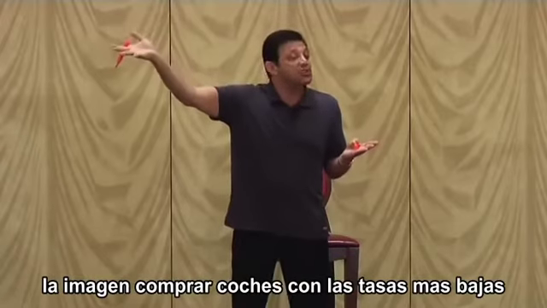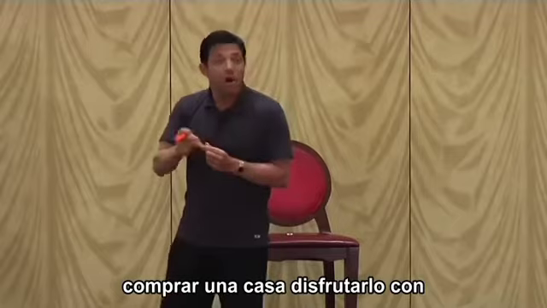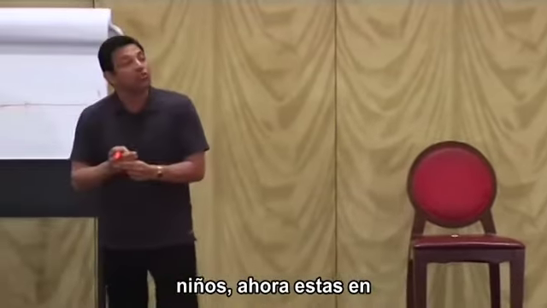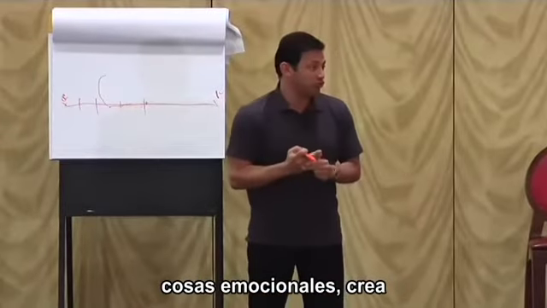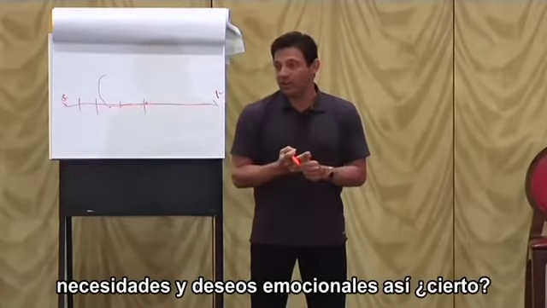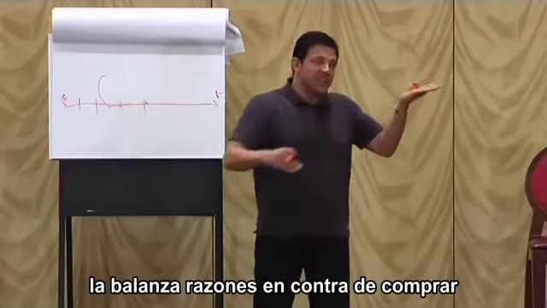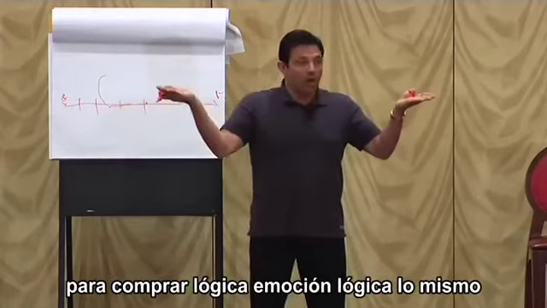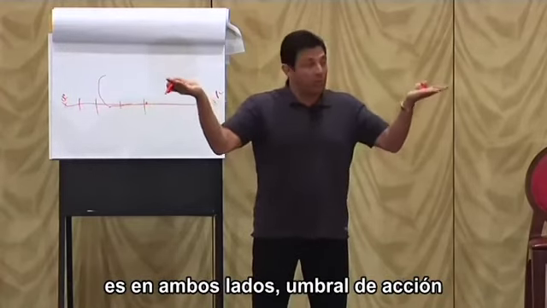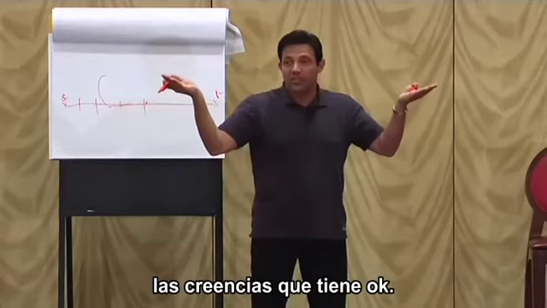And then you create the picture. Buying cars at the cheapest rates. Buying a new home. Enjoying it with your family. Be able to take care of your children the way now you're in emotional stuff. You create the emotional needs and wants like that, right? The scales. Reasons against buying, reasons for buying. Logical, emotion. Logical, same thing, there's on both sides, right? Action threshold, the beliefs he has, okay?